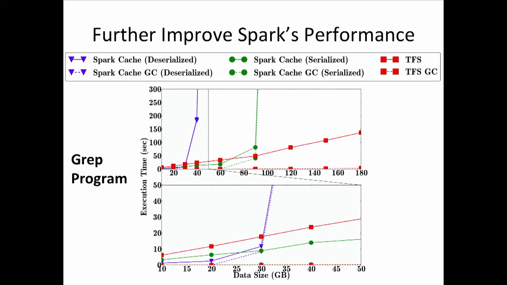But later on, you will see that from around 70 gigabytes of data, Tachyon leads the performance if you use Tachyon, and it provides you a very predictable SLA.